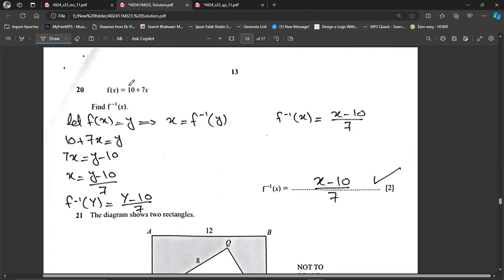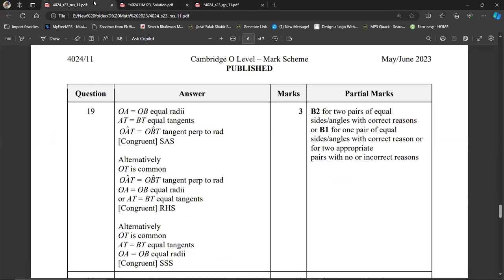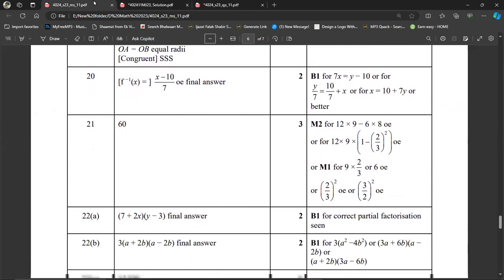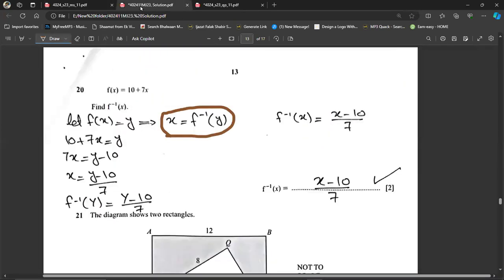Here, in the place of f of x, I will put this formula. So 10 plus 7x equals y. Now I will make x the subject. 7x is equal to y minus 10. So x will be equal to y minus 10, divided by 7. In the place of x, I will write f inverse of y is equal to y minus 10 by 7. Then on both sides, I will change the variable. So you will have f inverse of x is equal to x minus 10, the whole thing divided by 7. And that answer is right. This is how this is done.